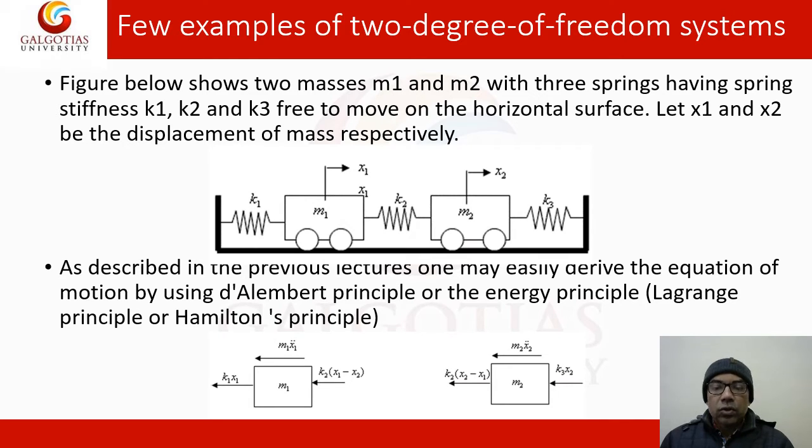If you go into the free body diagram of these two masses, then you can get the free body diagram in this way. The inertial force of M1 will be M1 into x1 double dot, and the spring force will be K1 x1, and the spring force in K2 will be K2 into (x1 minus x2). In the same way, from the free body diagram you can get the idea where the spring forces and the inertial forces are acting.